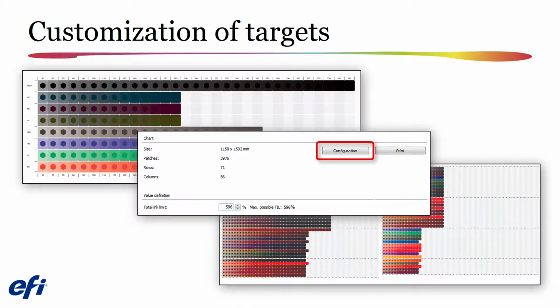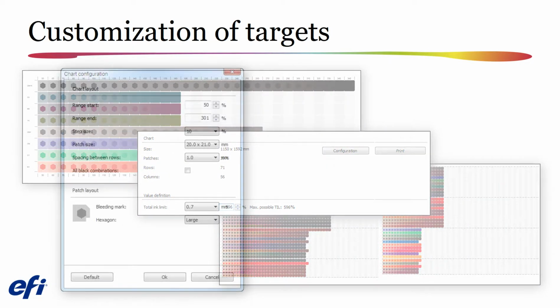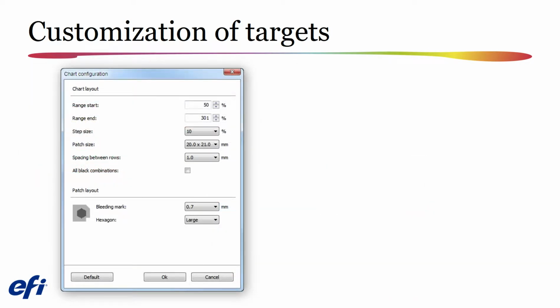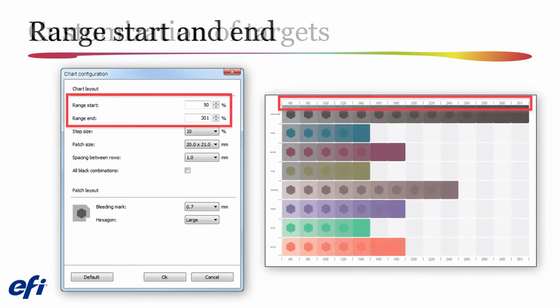Click on the Chart Configuration button, and the Chart Configuration window will now appear, providing you with a number of options that you can adjust to customize your target, making it easier to evaluate. The first options that you see are the settings for the range start and the range end. I'll come back to these shortly.